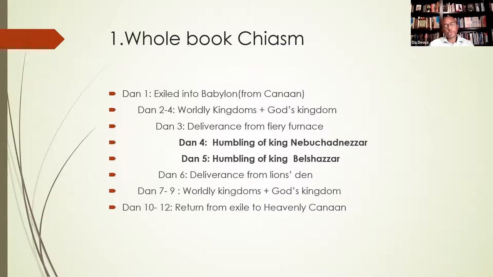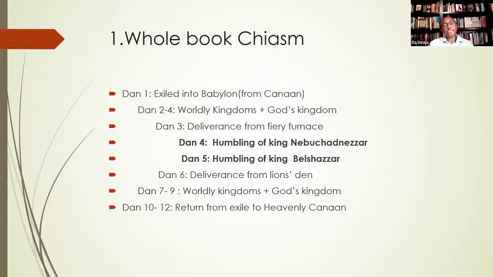So what I thought is that for today, let's look at the other book of prophecy for our generation, which is the book of Daniel, and see what chiasms we can find in the book of Daniel. So to start us off, we will look at the whole book of Daniel. And what you find is that chapter 1 talks about Daniel and his friends being exiled into Babylon. So they're coming from Canaan and they're going into Babylon.